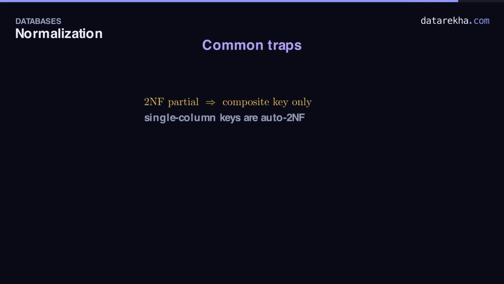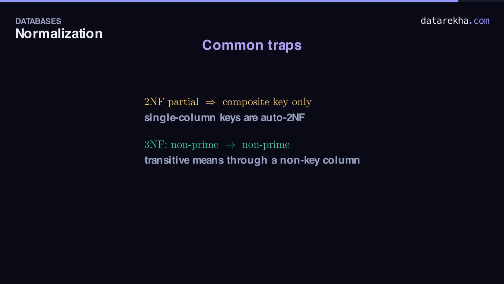Trap 1. Hunting for partial dependencies when the key is a single column. Partial dependency only exists against a composite key. So any relation whose keys are all single attributes is automatically in second normal form. Trap 2. Confusing partial with transitive. Partial is a non-key column on part of the key. Transitive is a non-key column determined through another non-key column. Two different faults at two different rungs.